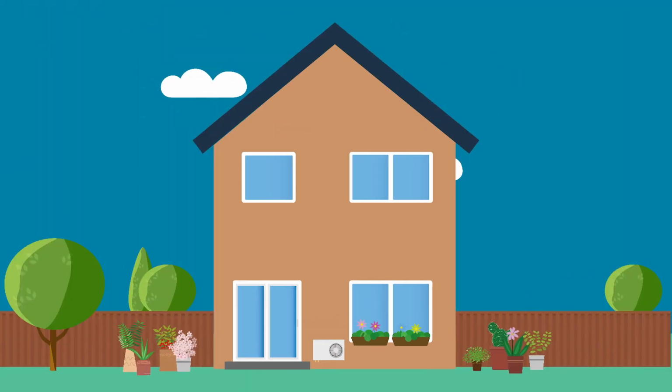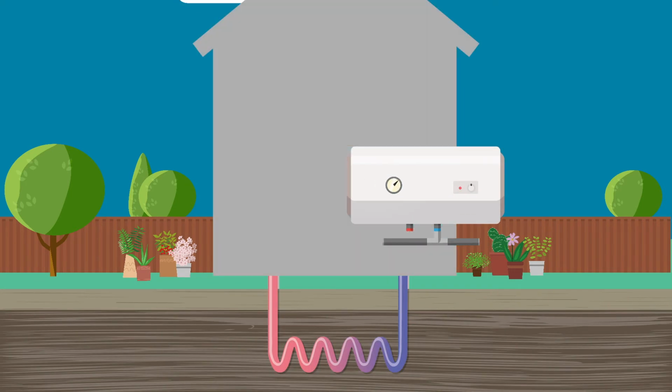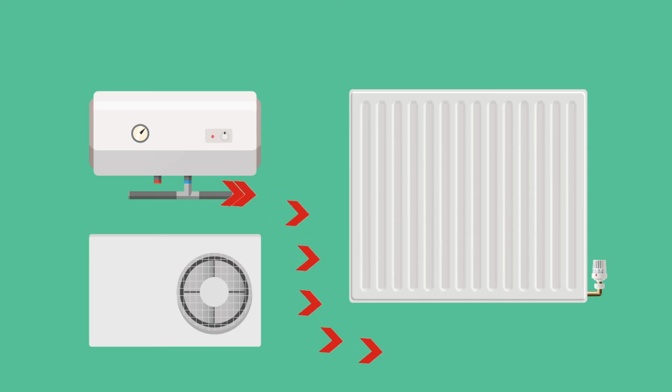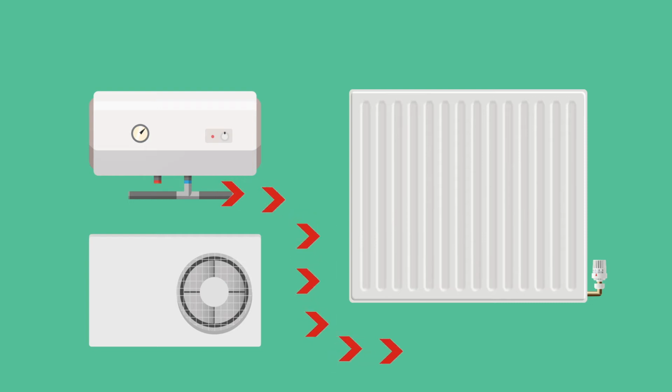A ground source heat pump. This harnesses heat from the earth and you will have a pump inside your home. Both types of heat pump work at a lower temperature than boilers, so your radiators won't get as hot as a gas boiler, but that doesn't mean they're not working.